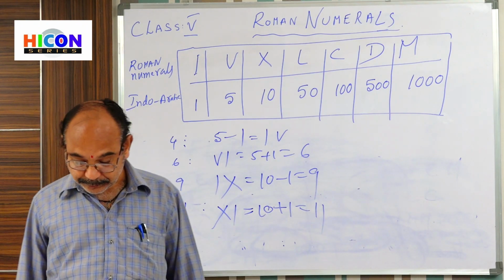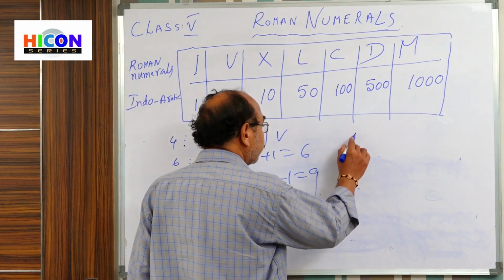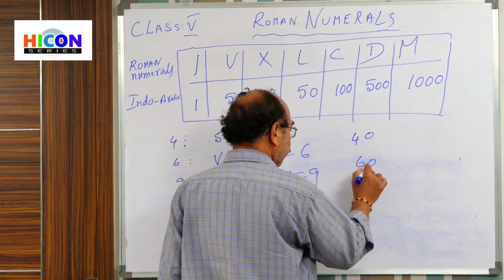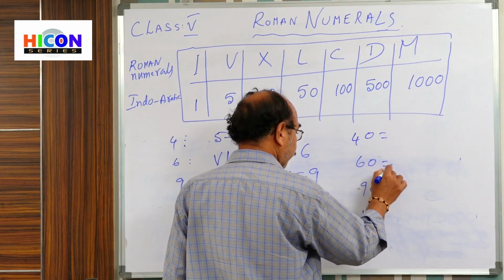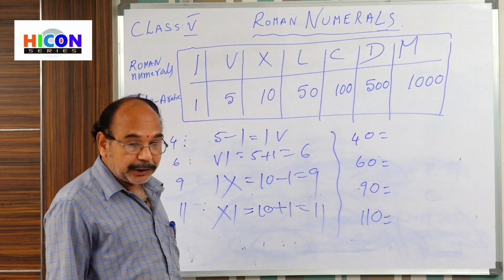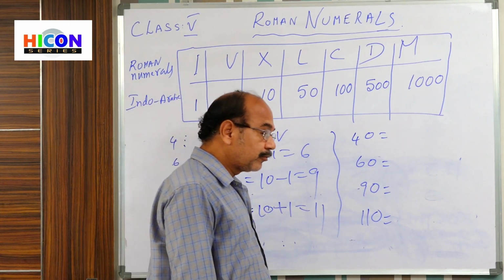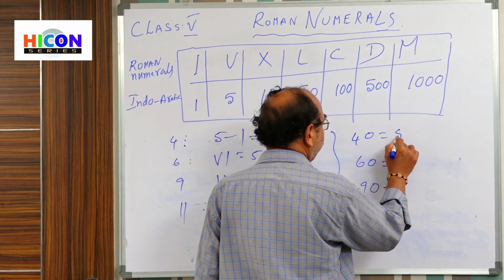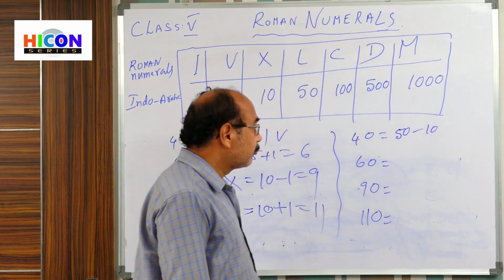Symbol X can be added to or subtracted from the next two symbols, L and C. 40, 60, 90, 110. Let us study about the combinations. 40 means here what? 50 minus 10.